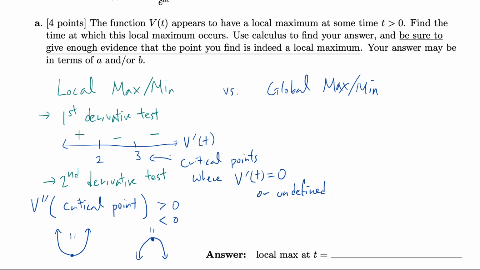But here it can fail. V double prime might be 0. In that case, you have to go back to the first derivative test. So that's what you want to do if you're asked to find local max or min.